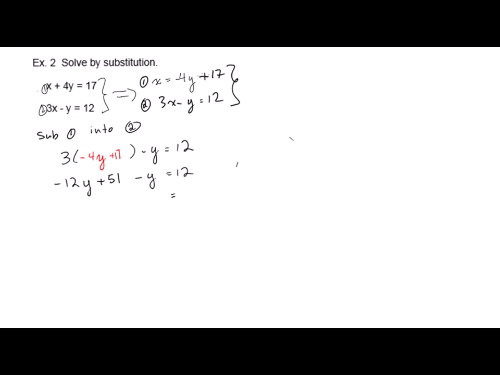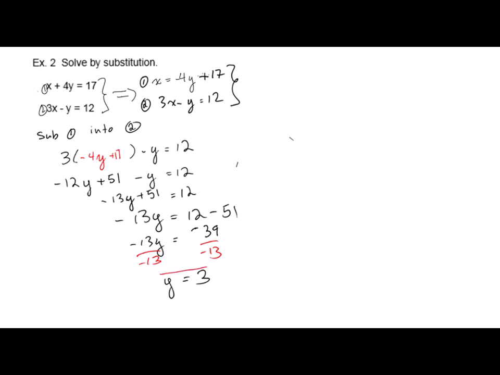Collect all your like terms on the left side, and you're going to get -13y plus 51 is equal to 12. Now, move the 51 to the other side, and you're going to get negative 13y is equal to 12 minus 51. And negative 13y ends up being negative 39. Now divide both sides by negative 13, and you end up with y is equal to 3. Now make sure you highlight that with a box around your work.